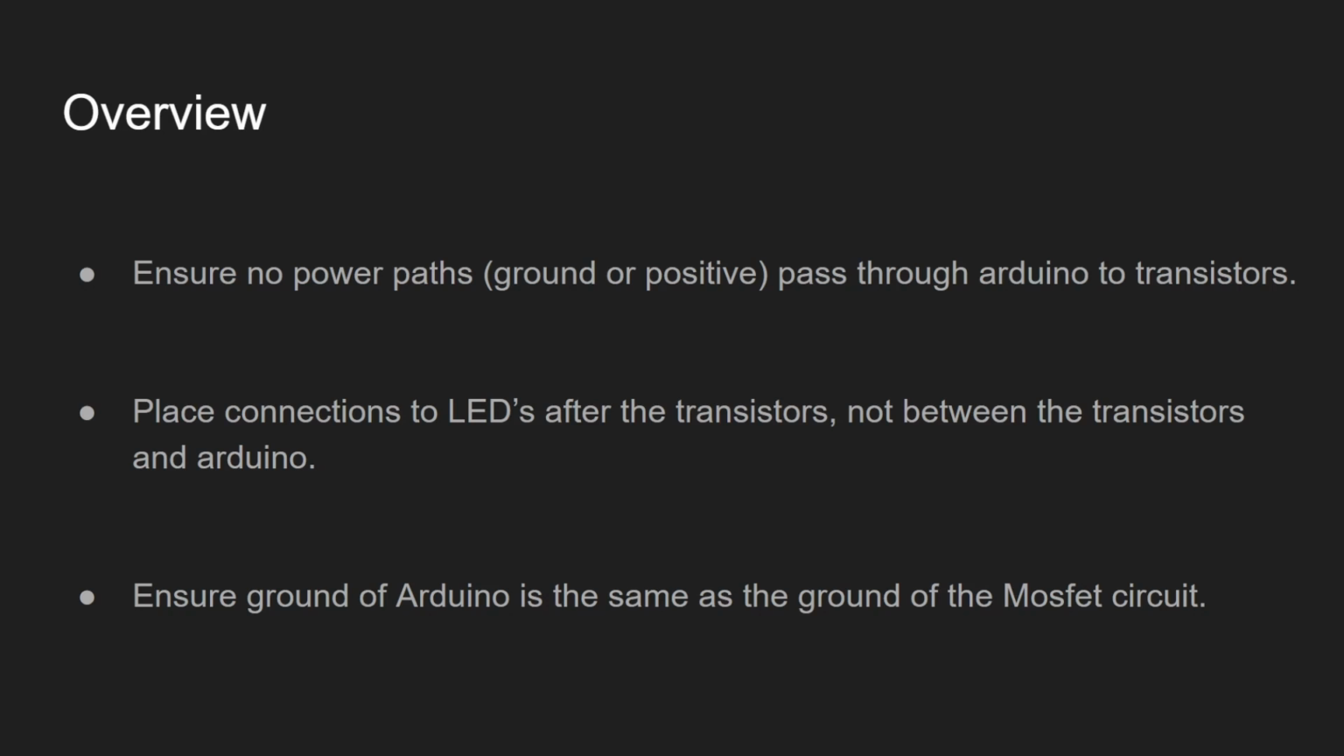But before I go into what the next bit will be, I just want to recap what we did so far and the main watch-outs. The main points to consider when you're building a circuit like I did there is to ensure that none of the power paths, whether that be ground or the positive voltage, pass through the Arduino to get to the transistors. Again, it'll just save you potentially burning out 2 Arduinos like I did.